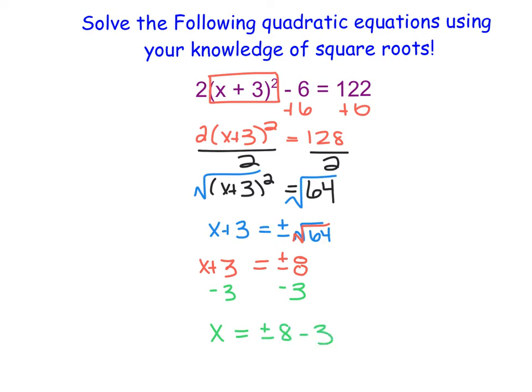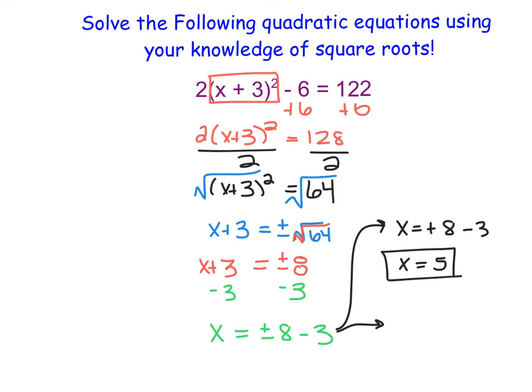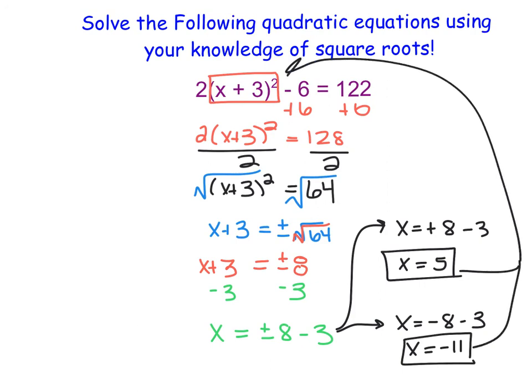Now, because we don't have any square roots here, this we do need to actually take a bit further and solve. So here we have x is equal to the positive version of 8 minus 3, which gives us x equals 5. And then we have x is equal to the negative version of 8 minus 3, so we have x equals negative 11. So x equals 5 and x equals negative 11. If we put them back into this original equation, they will make the original equation true.